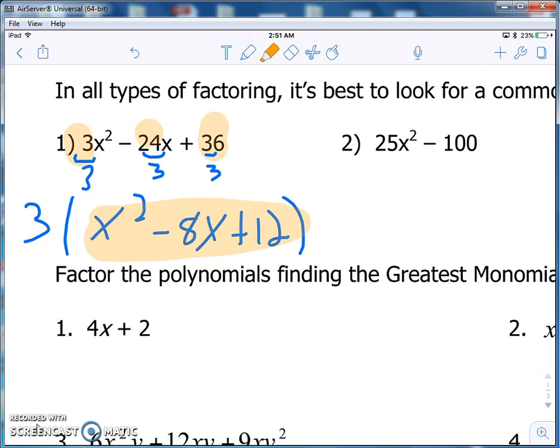So now we're going to look for two numbers that multiply to be 12 but add to be negative 8, much easier than what it would have been before. Negative 6 and negative 2 multiply to be 12 and add to be negative 8. So this is going to be 3 times x minus 6 times x minus 2.